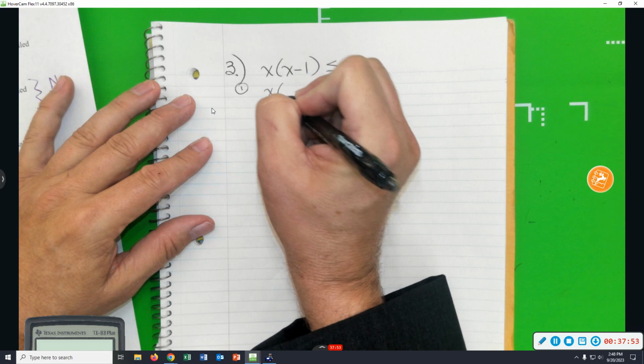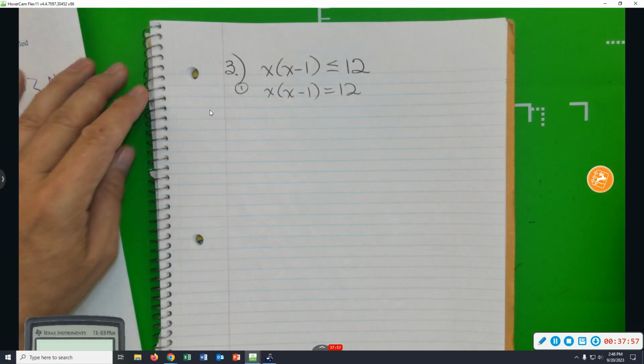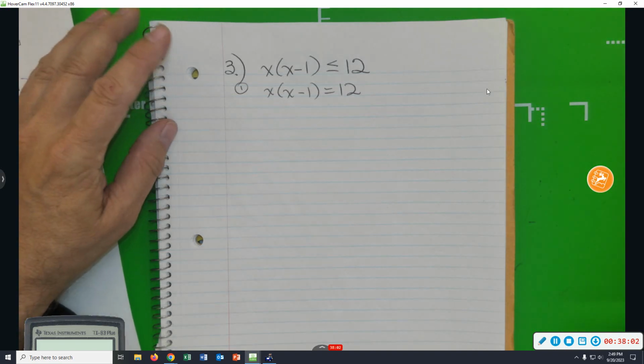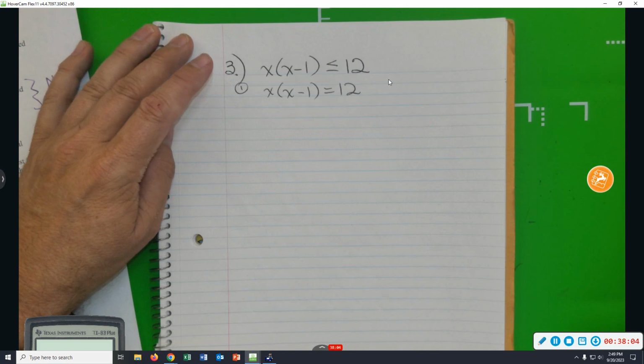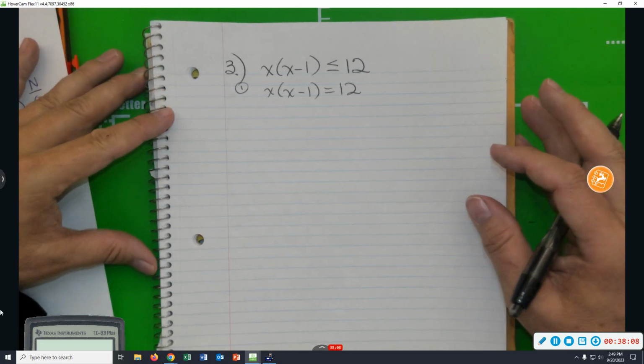You ask yourself, when is the left side equal to the right side? And there's really only one correct next step. I'm trying to think, have we even solved an equation like this before?